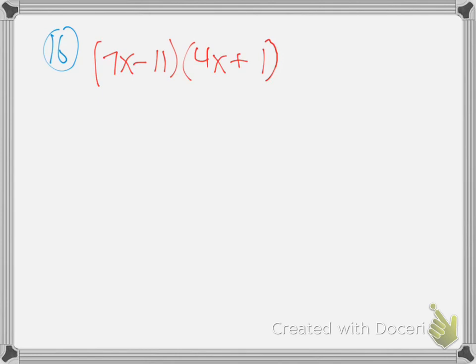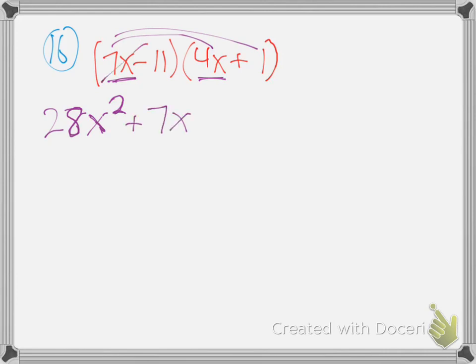All right, let's try this one. So the 7x goes to both, right? First to both, second to both. So what happens with 7x times 4x? 28x squared. Right, 28x squared there. Plus 7x times 1 is just 7x. He's done. And then the minus 11 will go to both. Minus 44x minus 11. Good so far?